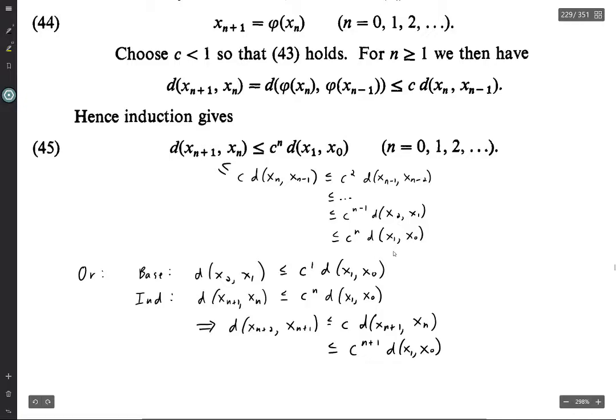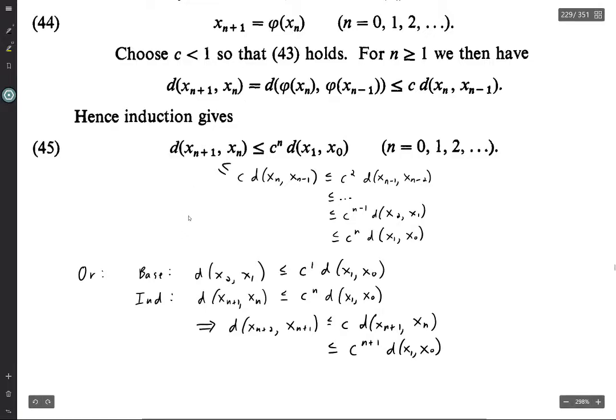Or you could just do the actual induction argument. The base case is the distance between x_2 and x_1 is less than or equal to c to the power of 1, which is just c, times the distance between x_1 and x_0. That's just applying that fact above.